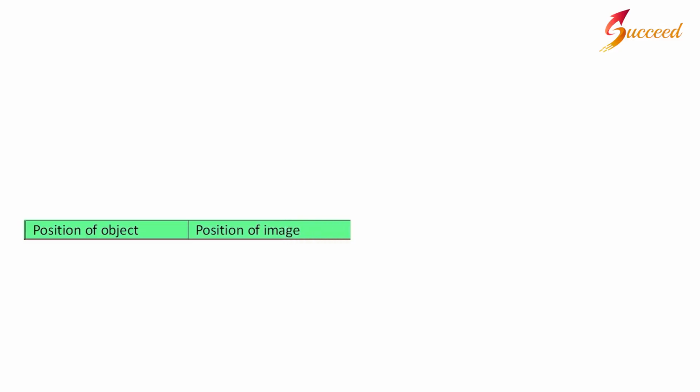Image formation by spherical lenses. Now let us learn the nature, size and position of the image when the object is placed at different positions in front of the lens. Now let us look at this table: position of object, position of image, size of image and the nature of the image.